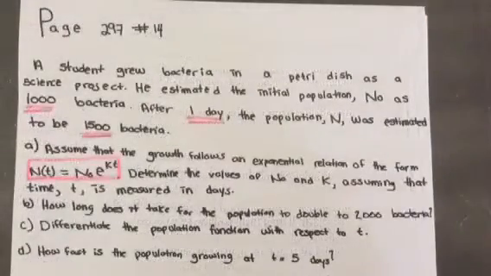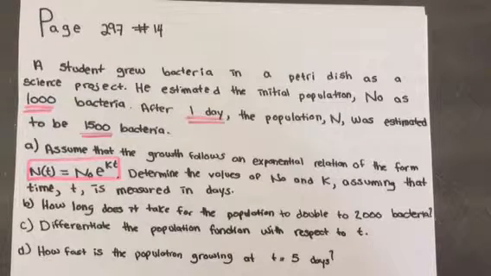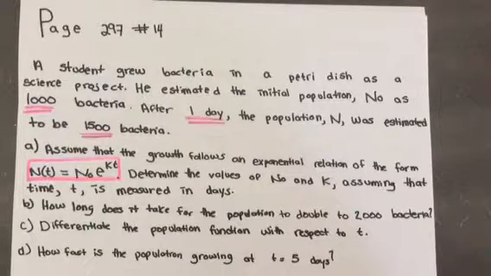of the problem. A student grew bacteria in a petri dish as a science project. He estimated the initial population, N0, as 1,000 bacteria. After one day, the population, N, was estimated to be 1,500 bacteria. A. Assume that the growth follows an exponential relation of the form N of t equals N0 times e to the power of k times t. Determine the values of N0 and k, assuming that time t is measured in days.